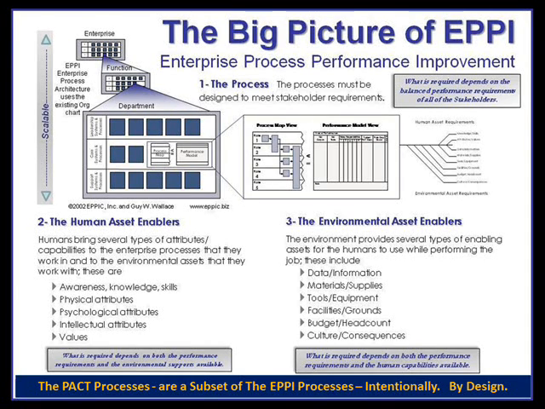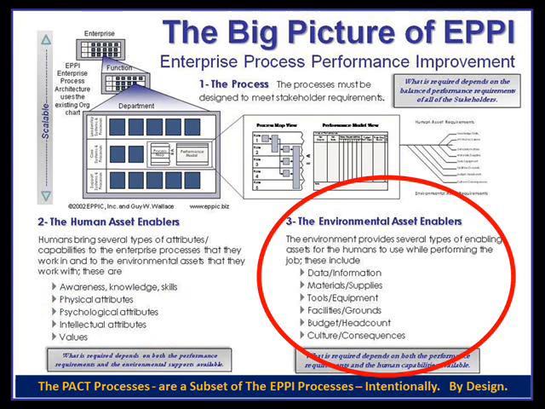Well, we can use the big picture of EPI, Enterprise Process Performance Improvement. It's scalable. We can look up and down the enterprise into the function and the departments. We can look at individual processes. We can systematically derive what the enablers are. It's the process itself, or it's the human assets, of which awareness, knowledge, and skills are just one set of the assets that the humans bring to the process. They also bring their physical attributes, their psychological attributes, their intellectual attributes, and their personal values.